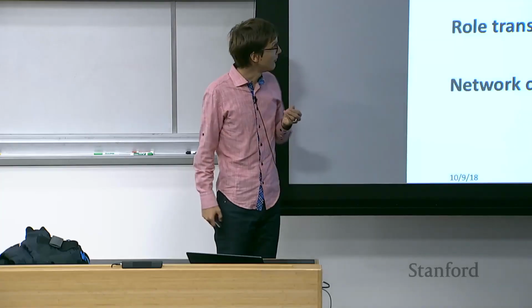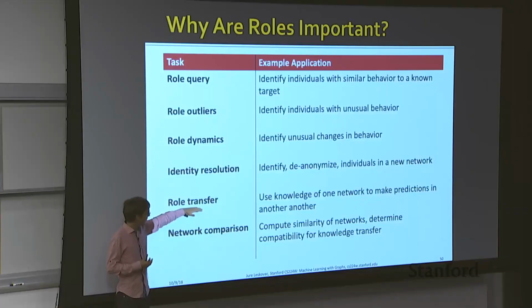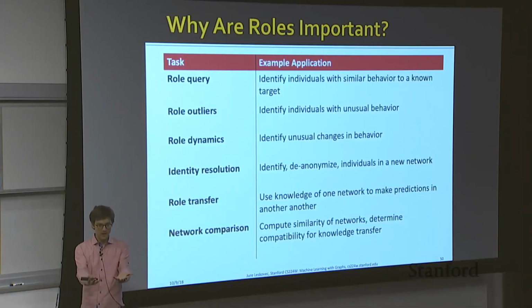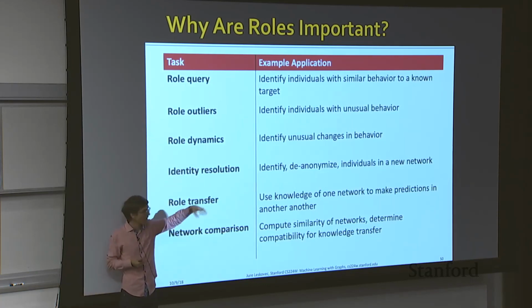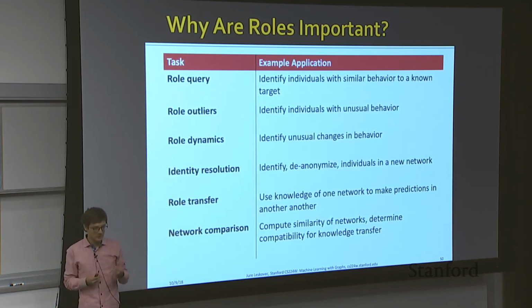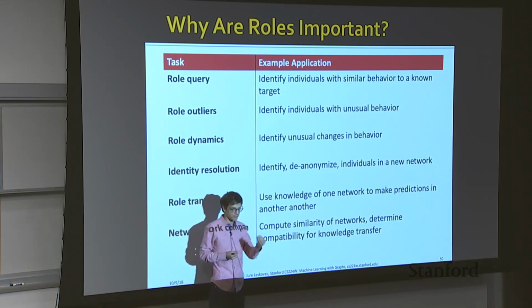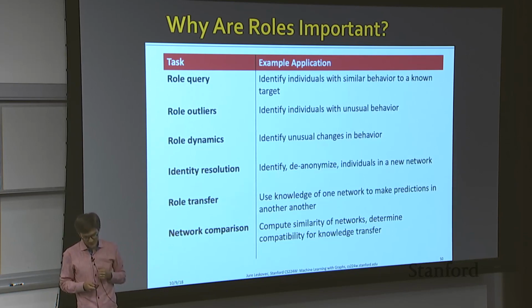These roles will be important because they will allow us to identify different properties of the nodes that we have in our network, and it will allow us to do what is called role transfer, where we can label a new network given the roles from some other network. We can identify how the role of a given node changes over time. We can identify outlier roles. We could identify the role of a fraudster in a social network and things like that. So there are a lot of different applications of this.